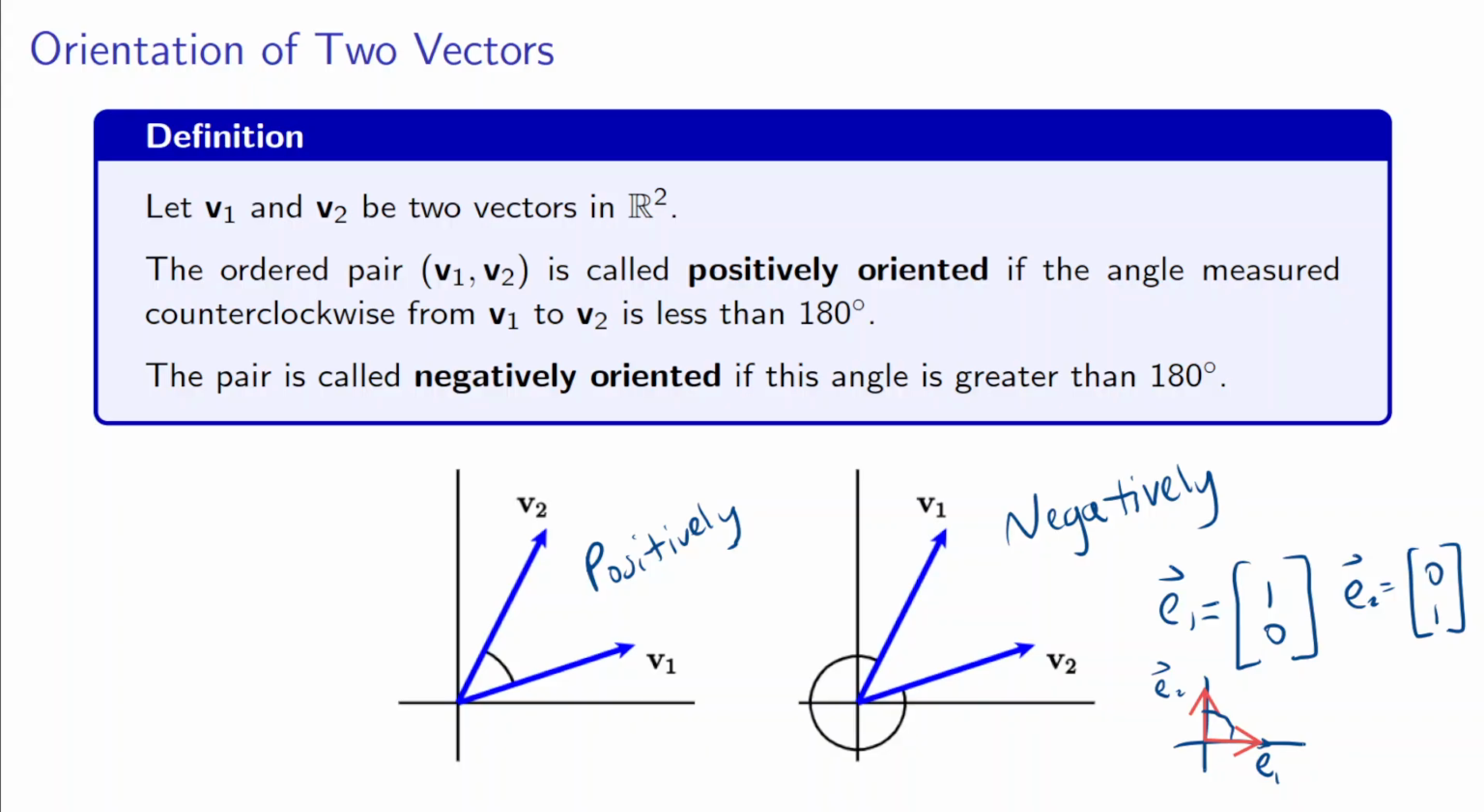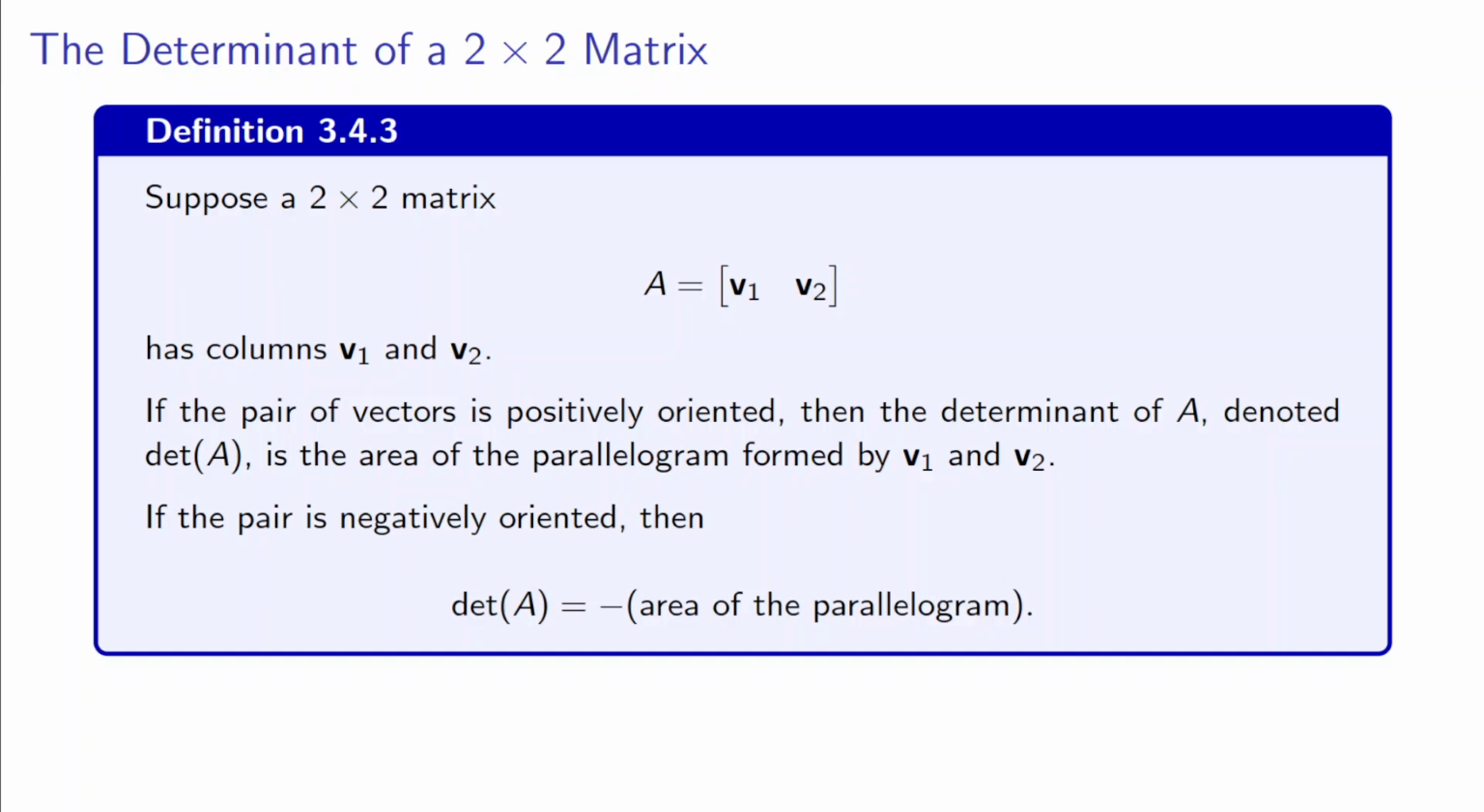So, the determinant still tells us something about how much the area gets scaled, but it also tells us if the matrix transformation has some sort of flipping effect. And we'll see some examples in a minute. So just to reiterate here, if we have a 2 by 2 matrix A whose columns are v1 and v2, then if the pair of vectors is positively oriented, the determinant of A is the area of the parallelogram formed by v1 and v2. And if the pair is negatively oriented, then the determinant is equal to the negative area of the parallelogram.